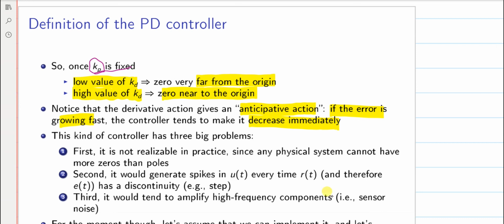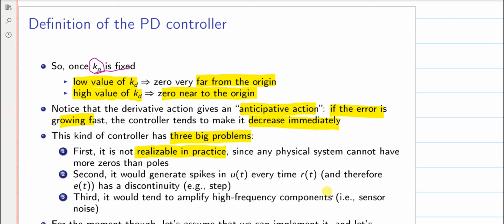However, with this PD controller, we have three main problems. The first thing is that the controller is an ideal one and it is not realizable in practice. So we cannot create such a controller in practice.